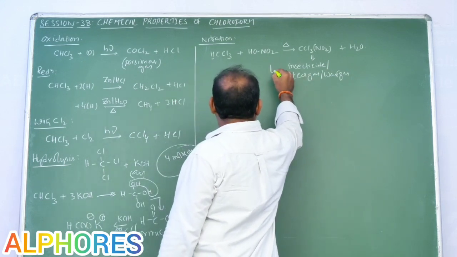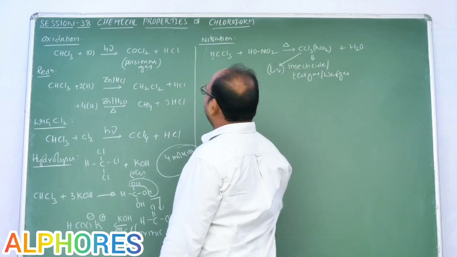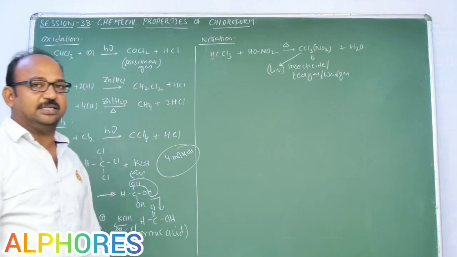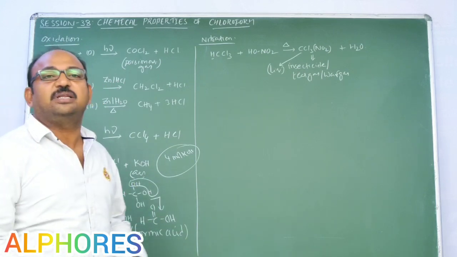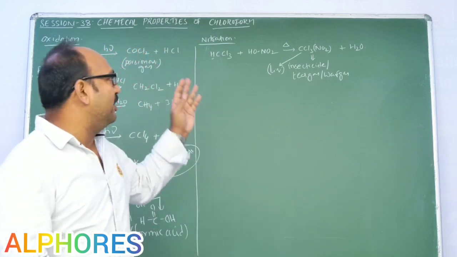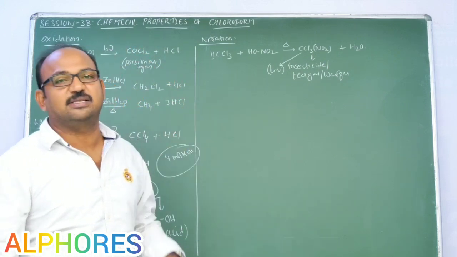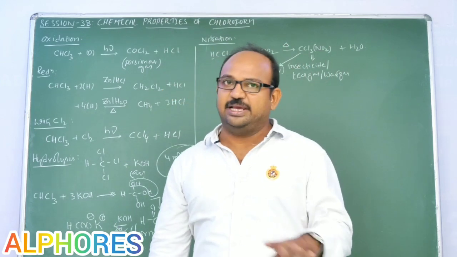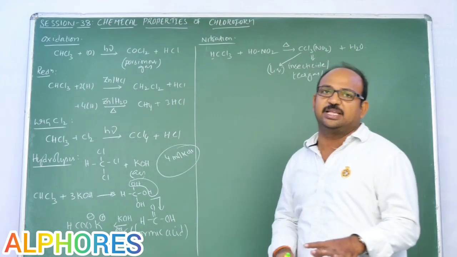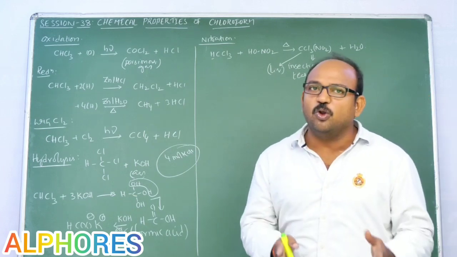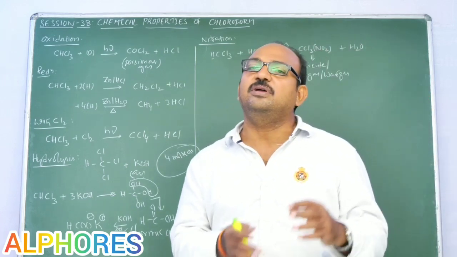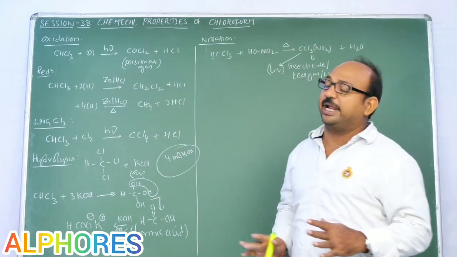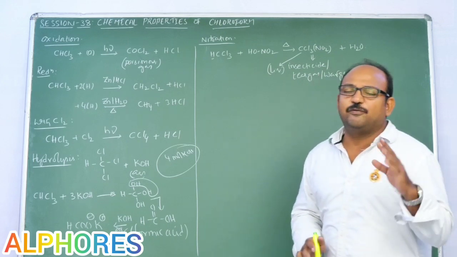This one is a liquid, remember that. Trichloronitromethane is a liquid, it is not a gas, but in general its name is tear gas or war gas. Its boiling point is around 112 degrees Celsius, that's why it is not actually a gas. At room temperature it exists as a liquid. So chloroform undergoes condensation with nitric acid and you get trichloronitromethane.